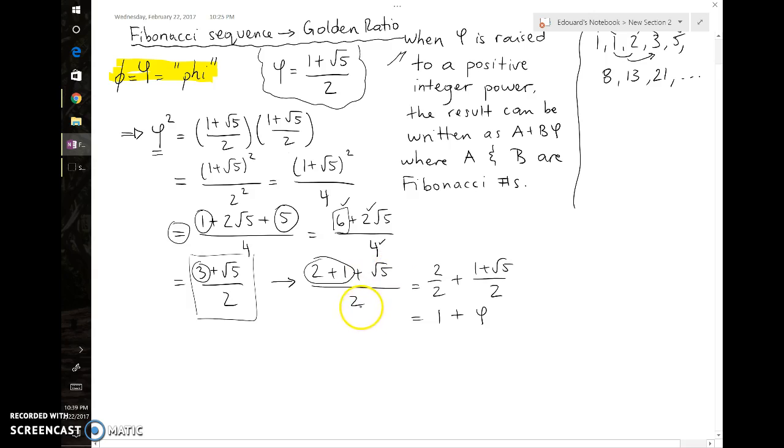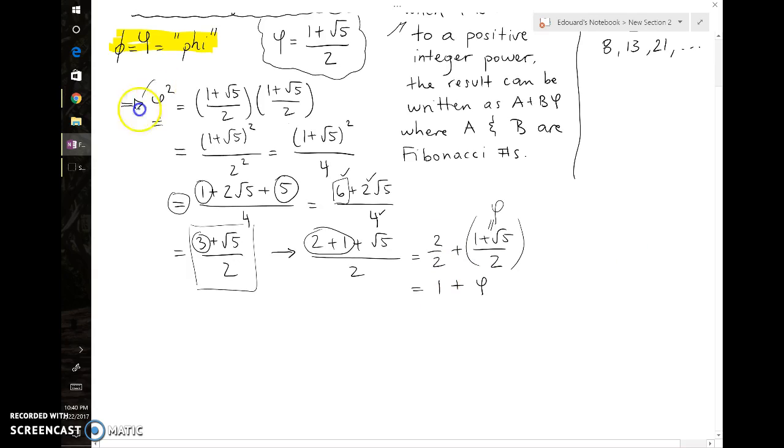I can represent this as 2 over 2 plus 1 plus square root of 5 over 2. I break this fraction up into a sum of two other fractions with a common denominator. I could do that. And look what happens. 1 plus square root of 5 over 2 appears, and that's the number phi. So I get 2 over 2, which is 1, plus phi. So you have just proved that what we started with, phi squared, is the same as 1 plus phi.